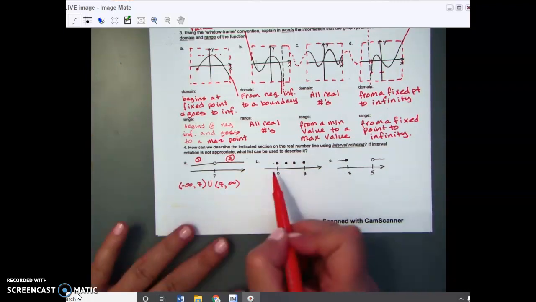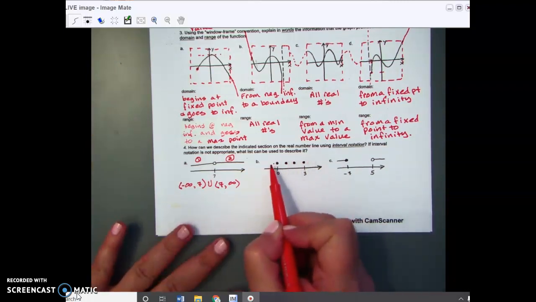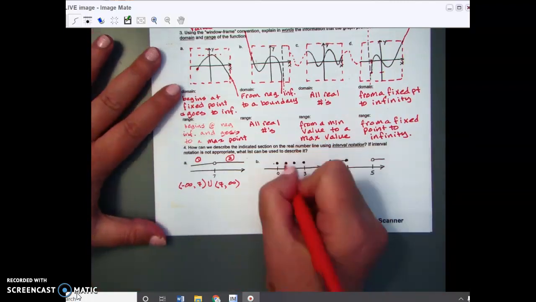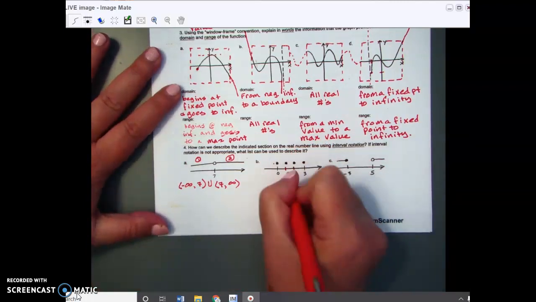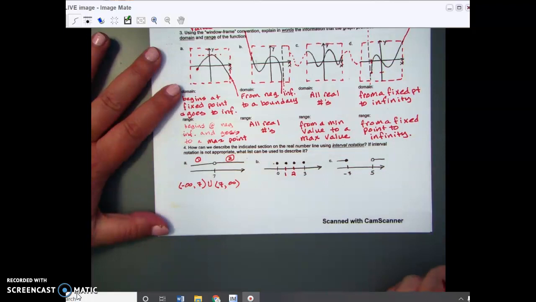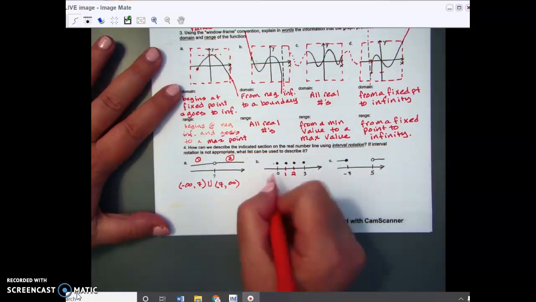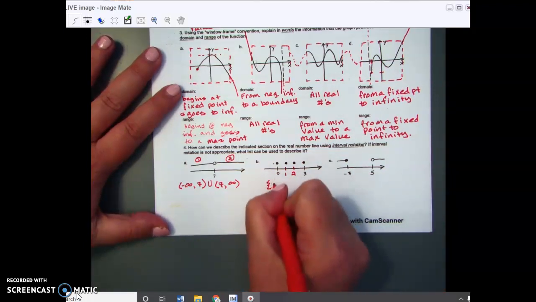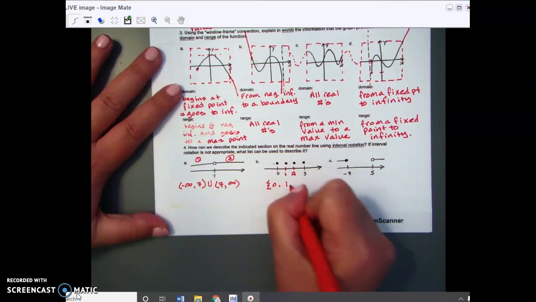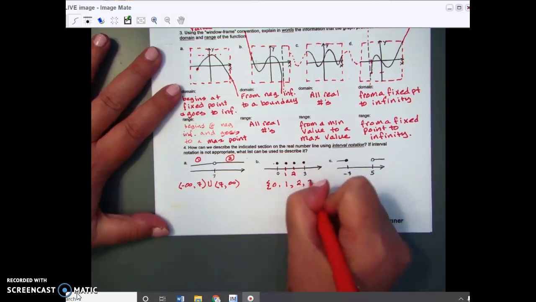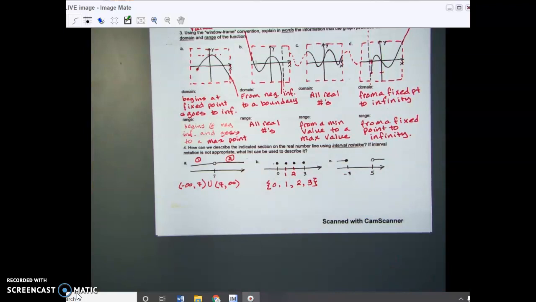Question number B, we don't have these dots connected, we just have those dots. And if I have 2 dots in the middle, that means that this is going to be 1 and this is going to be 2, for example. So that means that it would be a list. So 0 is one of my numbers, 1 is one of my numbers, 2 is a number, and 3 is a number. And that's all that we would have on that number line.